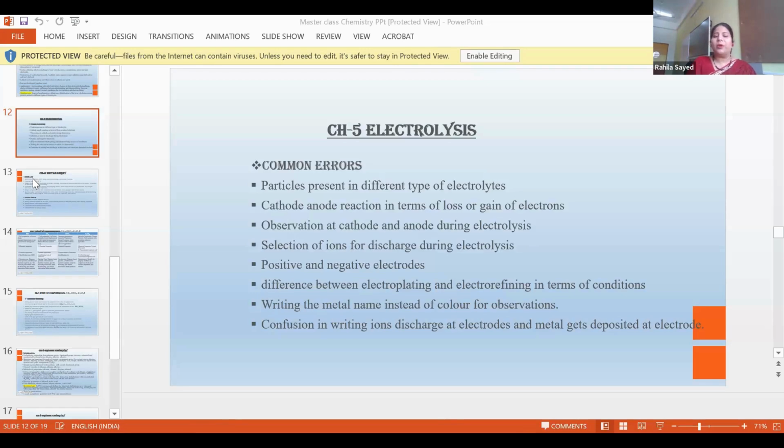Then the difference between electroplating and electrorefining in terms of conditions. Writing the metal name instead of color for observations. Confusions in writing ions discharge at electrodes and metal gets deposited at electrodes. This I have already discussed.